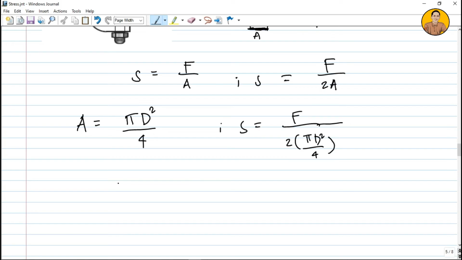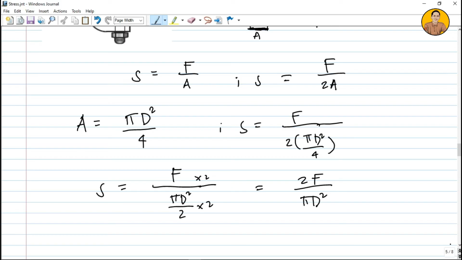So we have here, so stress natin is equal to force all over. So cancel na yung 2 dito. So this becomes pi d squared all over 2. Okay, then times 2 natin, times 2 dito. So simplify lang. So times 2 sa numerator, times 2 sa denominator para makancel yung 2 dito. So this becomes 2F all over pi d squared. So simplify lang natin.